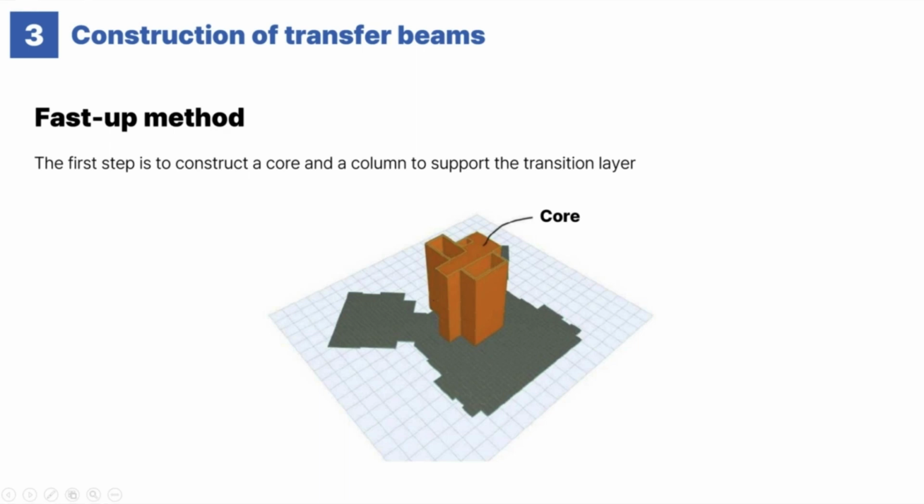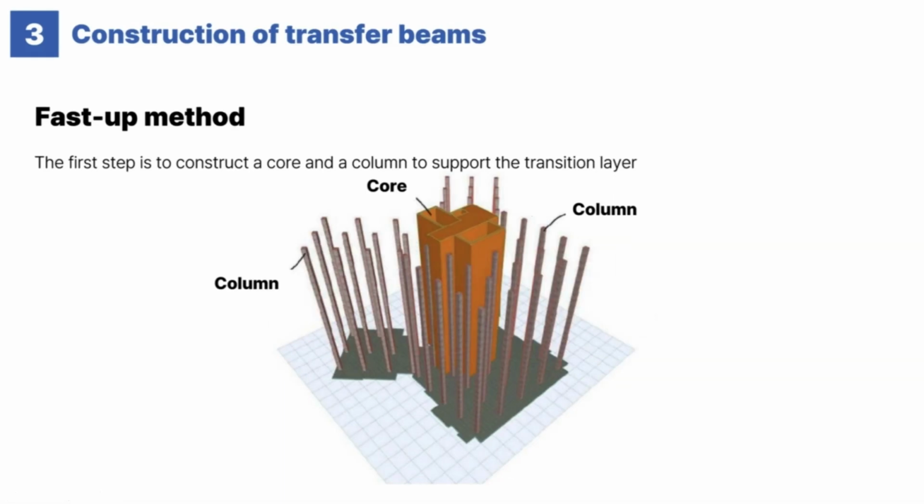Then, let's take a look at the detailed construction process of the fast-up method. The first step is to construct a core and a column to support the transfer layer. In order to start the high-rise above the transfer layer early, the transfer layer must be able to stably support the construction load of the high-rise. Construction of cores and columns is carried out in a proper manner according to the design plan of the building to be constructed.